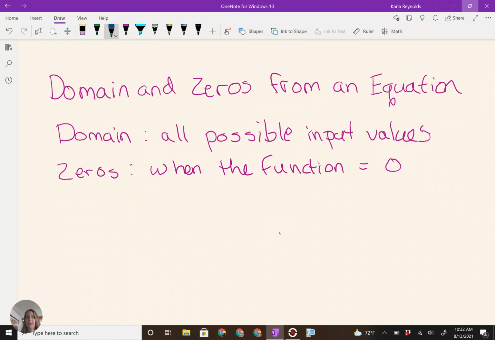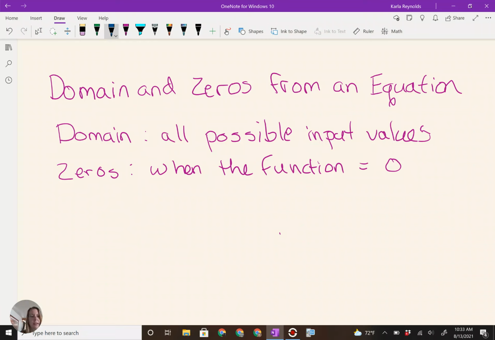Now domain, just to review, is all possible inputs you can put into a function and get a valid output. Usually we think of it as what x's can we use to get a y value. The zeros are when the function equals 0, and it's when you cross your x-axis, because that's where your function value or your y value is 0. In other cases, they're called roots or factors, if you're talking about certain equations. So zeros is just where your y is 0, so you're on the x-axis.